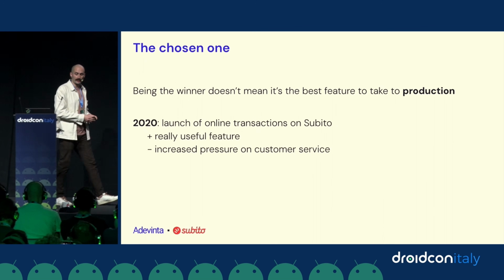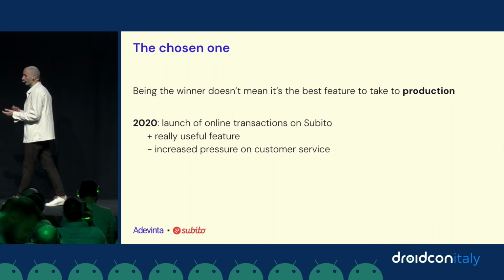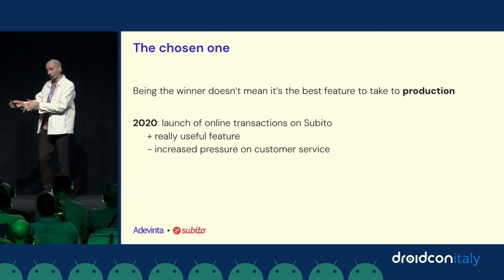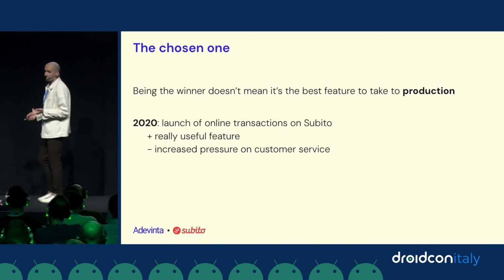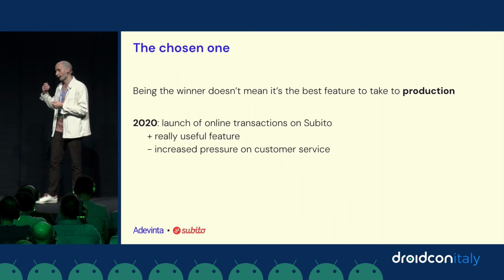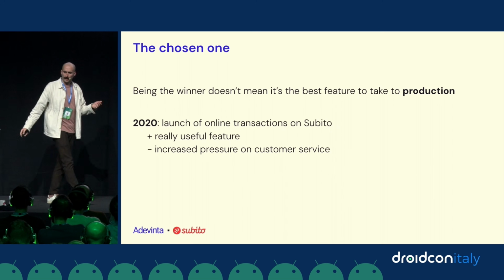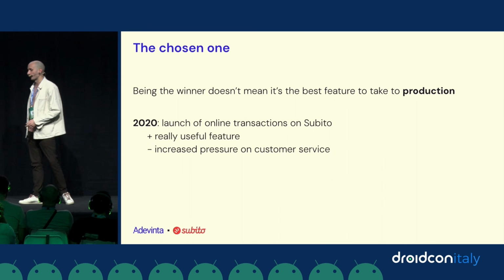Well, in 2020 on Subito we introduced online transactions. So users could send their goods and sell, ship and receive at their door the goods they wanted. And the payments were secure because they were handled on our platform, so they didn't have to trust the seller for it. It has been a massive hit, a super feature.